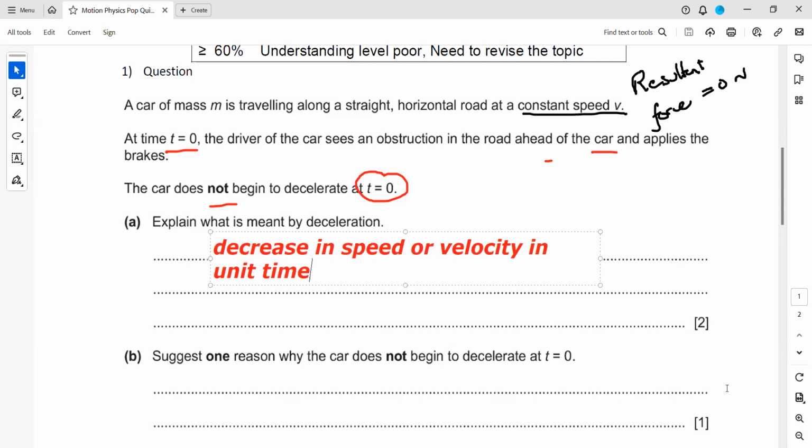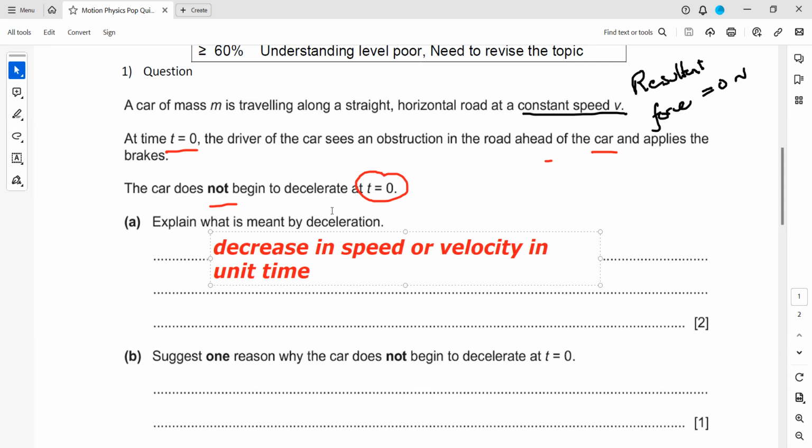And if this was about acceleration, then we call that an increase in speed or velocity in unit time. Suggest one reason why the car does not begin to decelerate at time t equals 0.